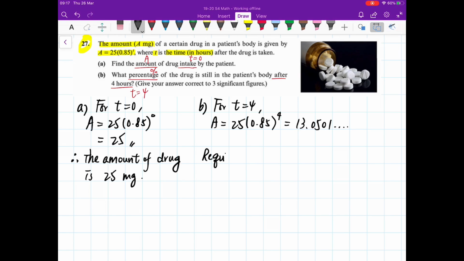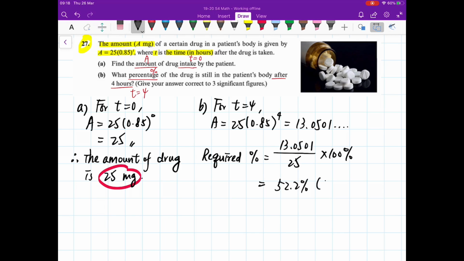Therefore we do another step. The required percentage will be equal to 13.0501 over the initial amount at the beginning, that is 25, times 100%. Finally, we know that the answer will be 52.2%, correct to 3 significant figures.